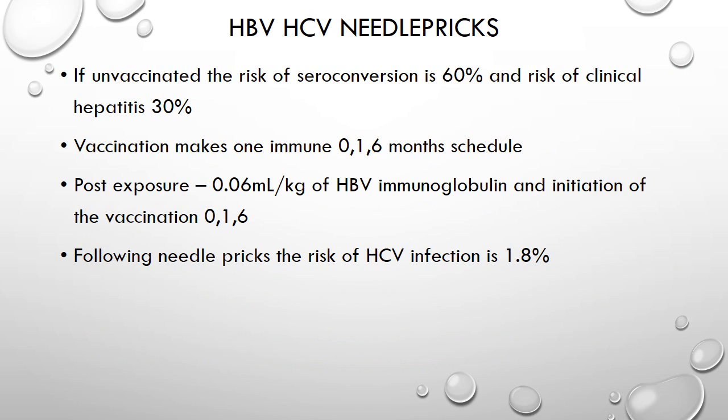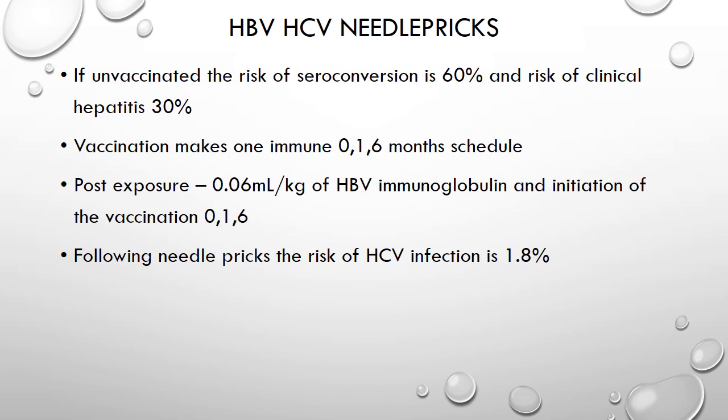It is best to get vaccinated against hepatitis B because, as you have just seen, 1 microliter of blood can carry many infectious particles. If unvaccinated, the risk of seroconversion is 60% and the risk of clinical hepatitis is 30% after a needle prick with HBV. The schedule for vaccination is the first dose on month 0, the second dose on month 1, and the third dose on month 6.